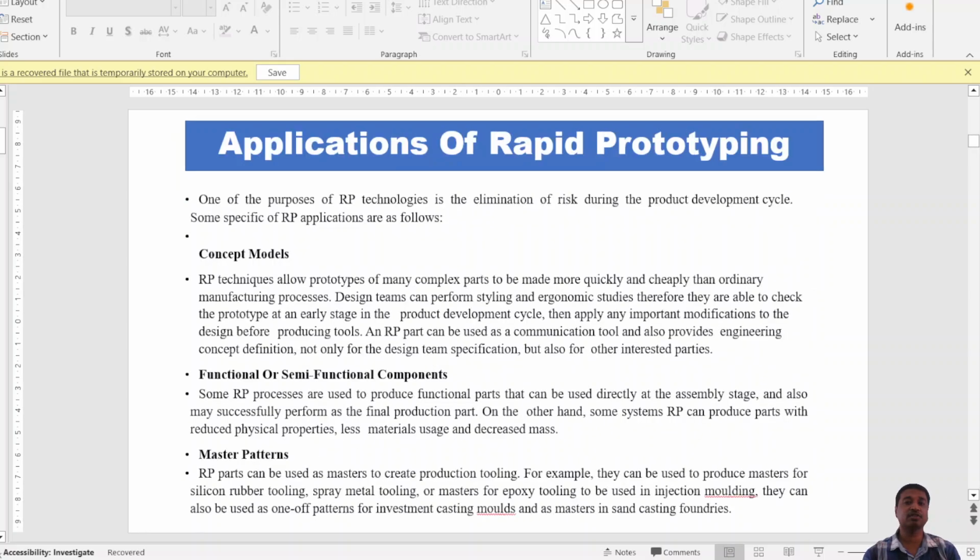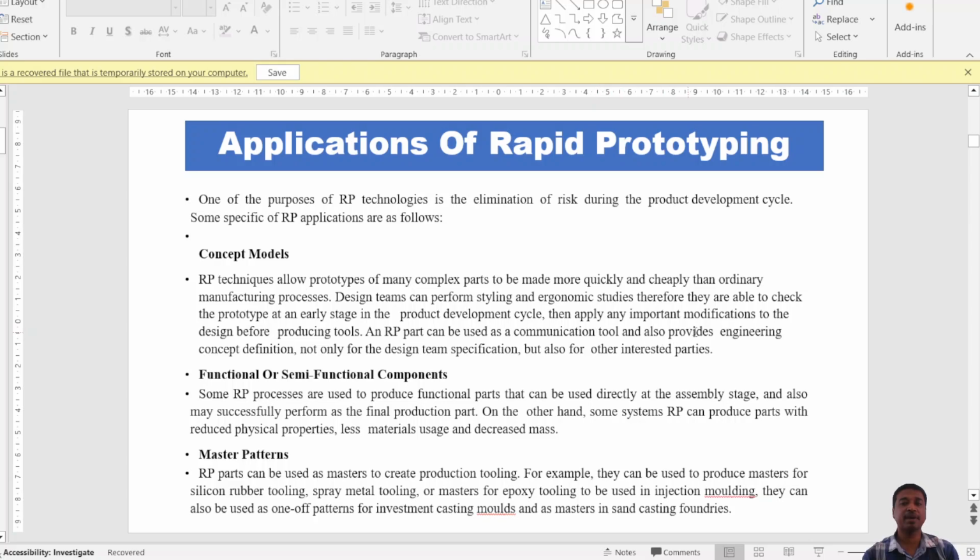Then, applications of rapid prototyping. One of the purposes of rapid prototyping techniques is the elimination of risks during the product development cycle. First one is concept models. Rapid prototyping techniques allow prototypes of many complex parts to be made more quickly and cheaply than ordinary manufacturing processes. Design teams can perform styling and ergonomic studies.